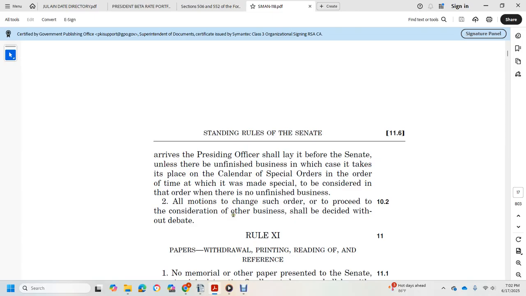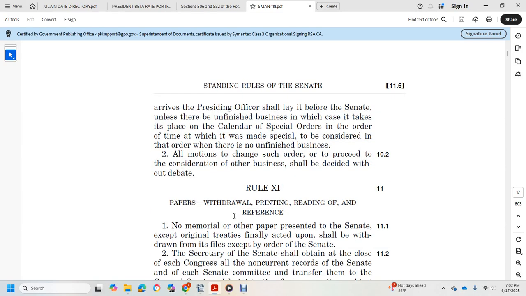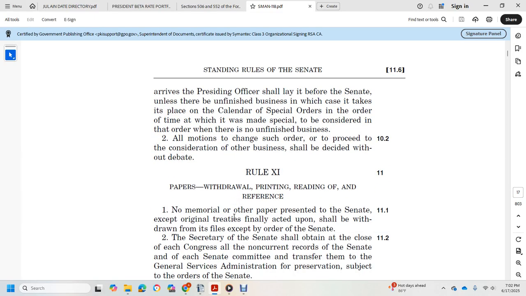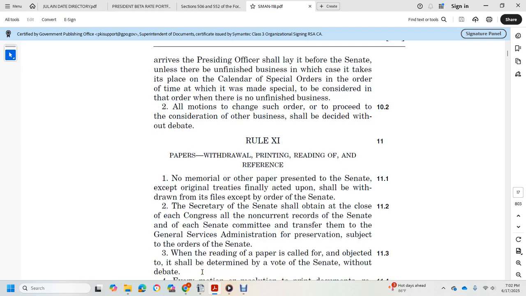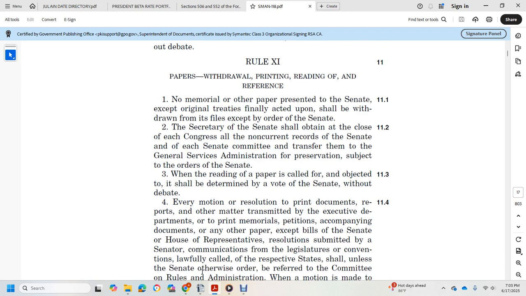Rule 11. Papers, withdrawal, printing, reading, and reference. No memorial or other paper presented to the Senate, except original treaties finally acted upon, shall be withdrawn from the files except by order of the Senate. The Secretary of the Senate shall obtain at the close of each Congress all non-current records of the Senate and of each Senate committee and transfer them to the General Services Administration for preservation, subject to order of the Senate. When the reading of a paper is called for and objected to, it shall be determined by a vote of the Senate without debate.